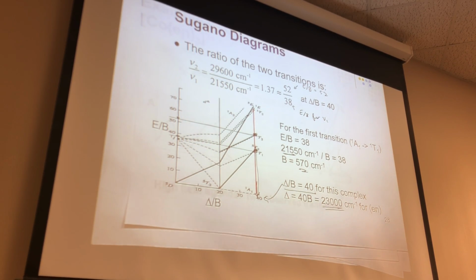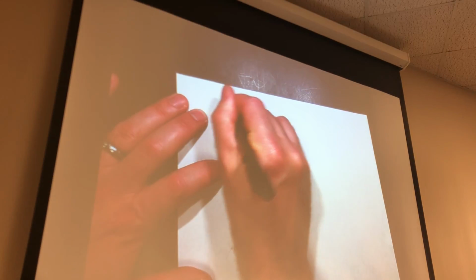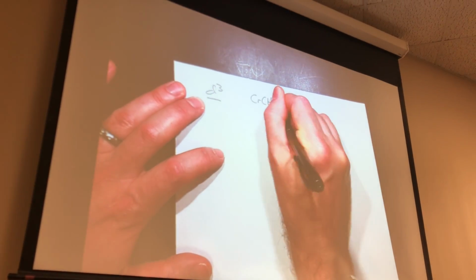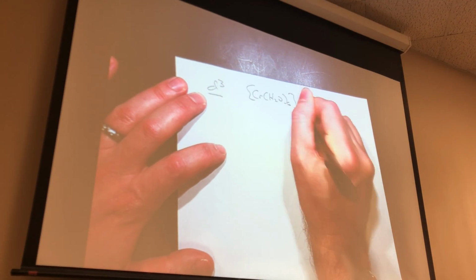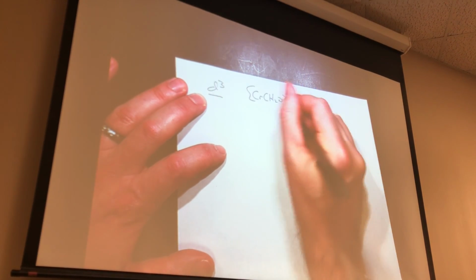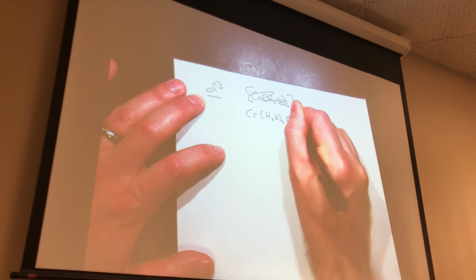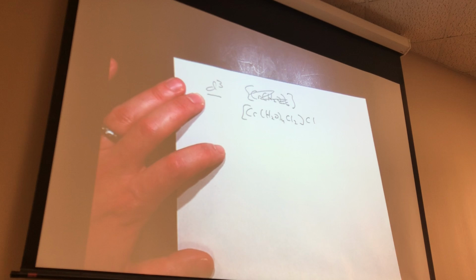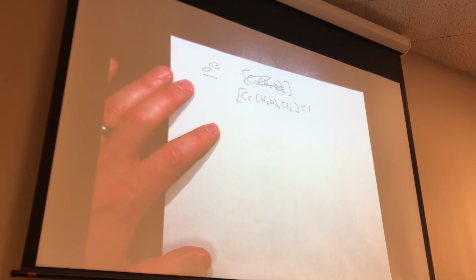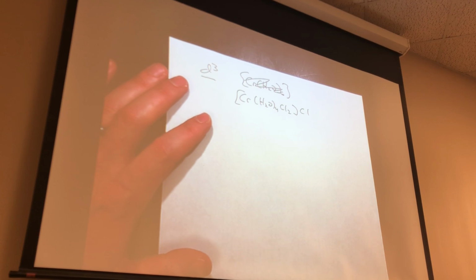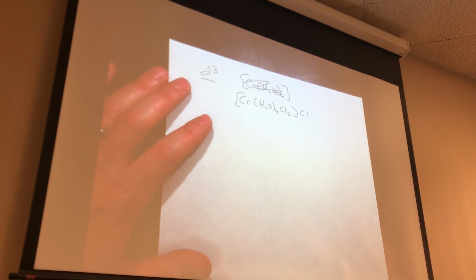So let's do a D3 configuration. I gave you that Tanabe-Sugano diagram near the end of the slides here to look at. The complex we'll look at is a chromium aqua complex. No, not this one. It's [Cr(H2O)4Cl2]Cl. We also have the name tetraaquadichlorochromium(III) chloride.